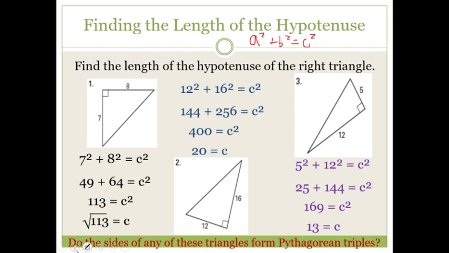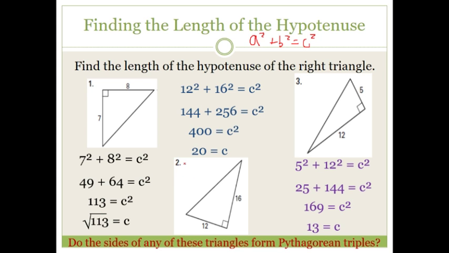So now, do any of these triangles form a Pythagorean triple? Well, let's look at example 1. In example 1, the legs are 7 and 8, and the length of the hypotenuse turned out to be the square root of 113. The square root of 113 is not a whole number. Remember, it's 10 point something something as a decimal.